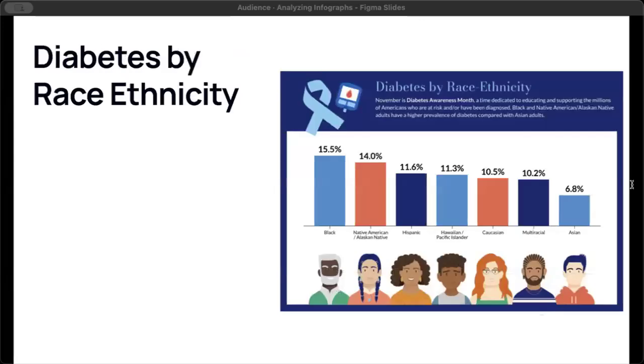Now let's move on to the second graph, which tries to visualize diabetes prevalence by race and ethnicity. The author's intent here is to show disparities in diabetes across different racial and ethnic groups in the United States. However, as we'll see, several design issues limit the effectiveness of this graph.